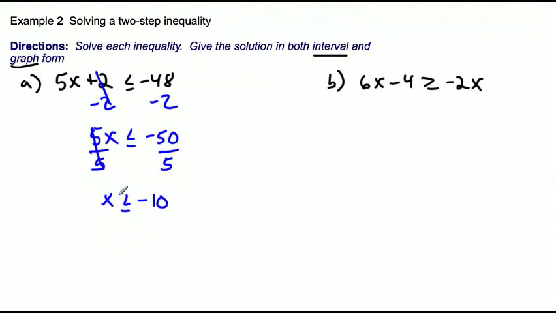So the way that you want to think of this is as follows. x is less than or equal to negative 10, meaning that the smallest number it's going to go to is negative infinity, and the biggest number is negative 10.